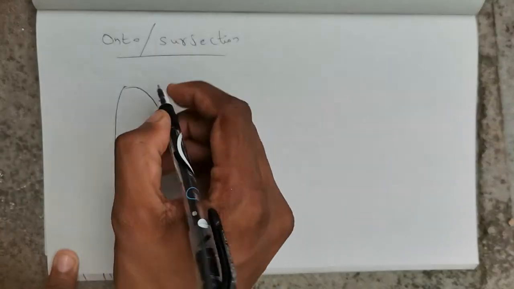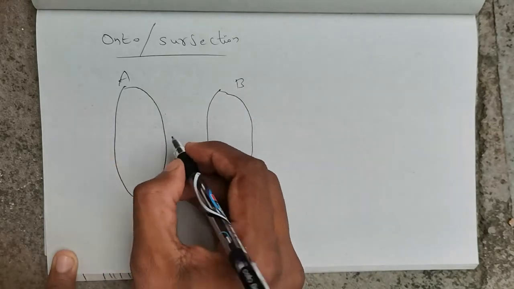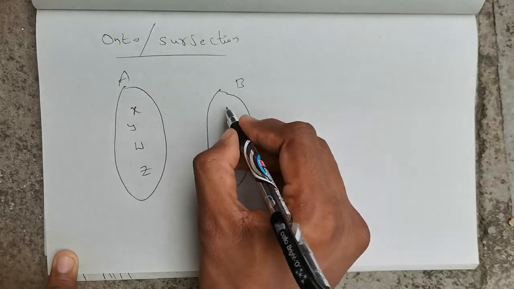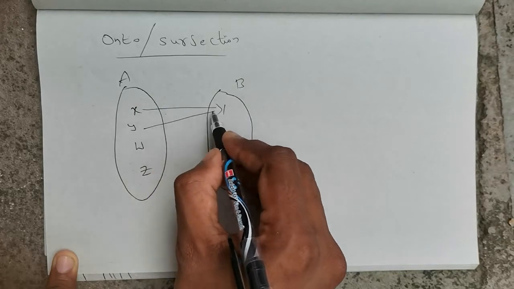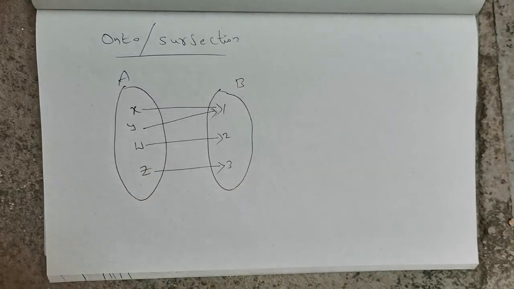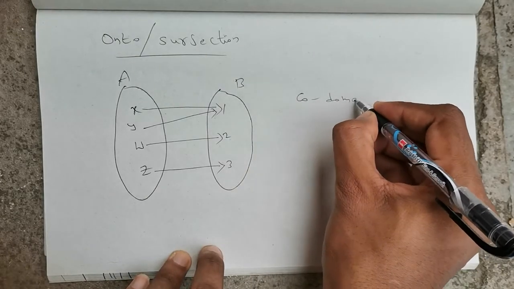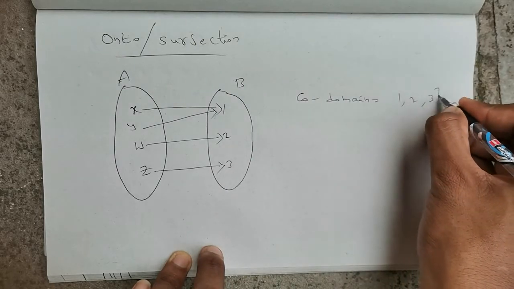Let us take one example. Set A and set B. In set A I have x, y, w and z. In set B I have 1, 2, 3. X is connected to 1 and y is also connected to 1, w is connected to 2, z is connected to 3. So now if we write the codomain and range of this function, codomain is nothing but the total set, that is 1, 2, 3.